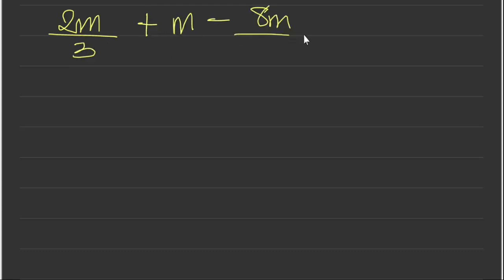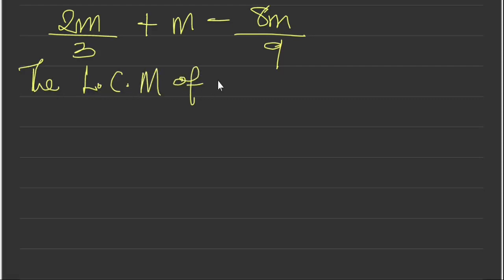Let's also have another example. Maybe somebody gives us 2m over 3 plus m minus 8m over 9. Now, 3 can go into 9 and 9 can go into 9, so you don't need to waste your time. The lowest common multiple of 3 and 9 is 9. So that's all.